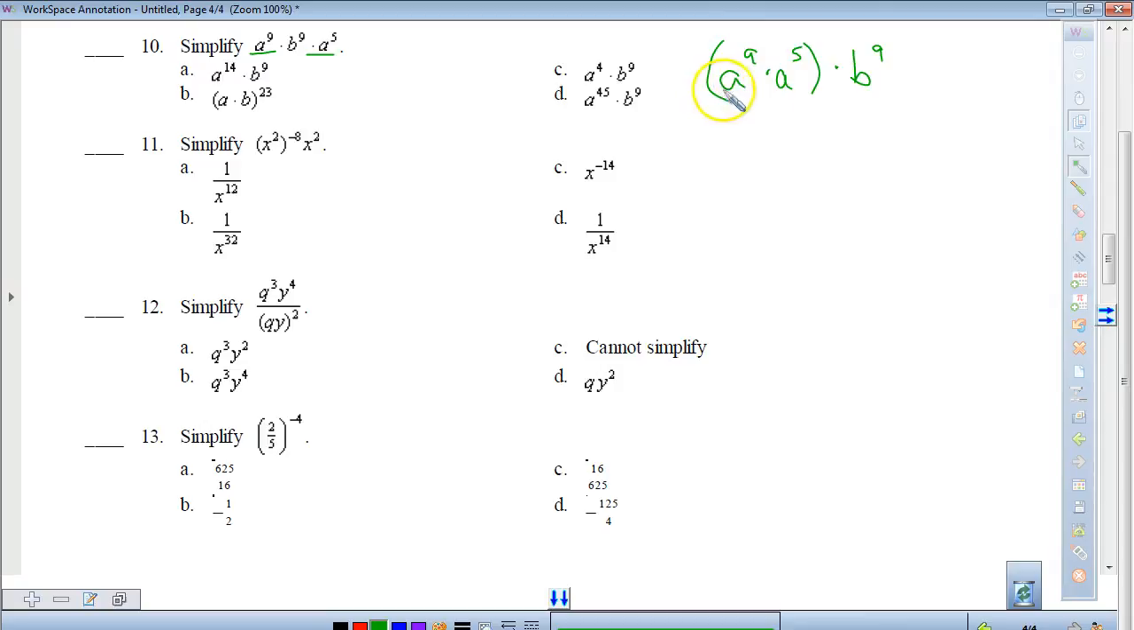This means we're multiplying 9 a's, and then we're multiplying that by 5 more a's. So altogether, we would have 9 plus 5, which is 14. So this is a to the 14th, b to the ninth. That's answer choice A.